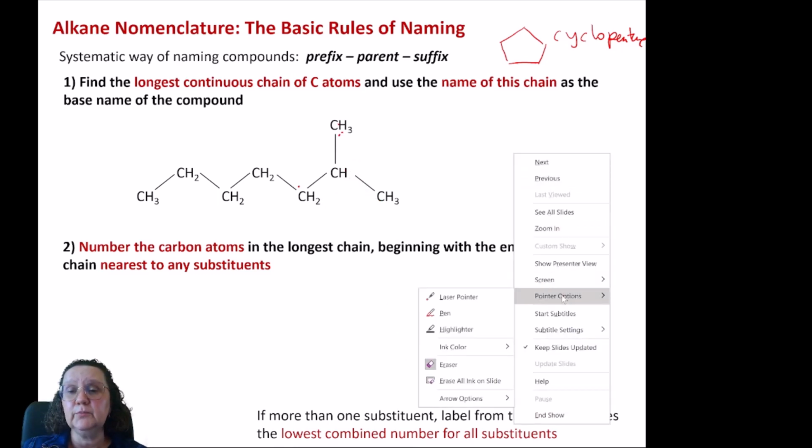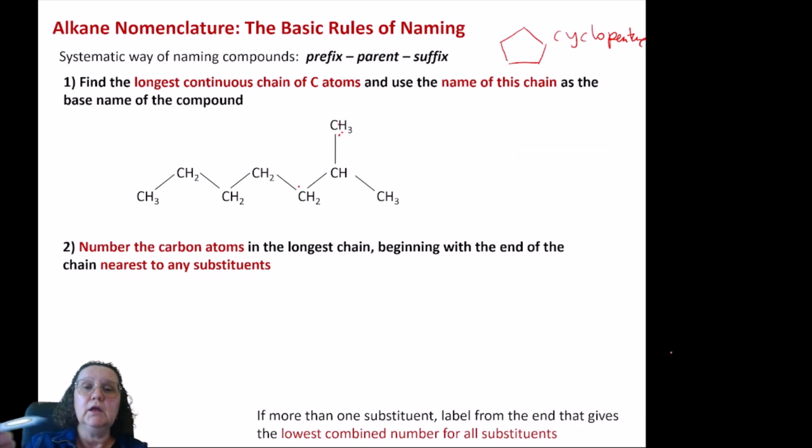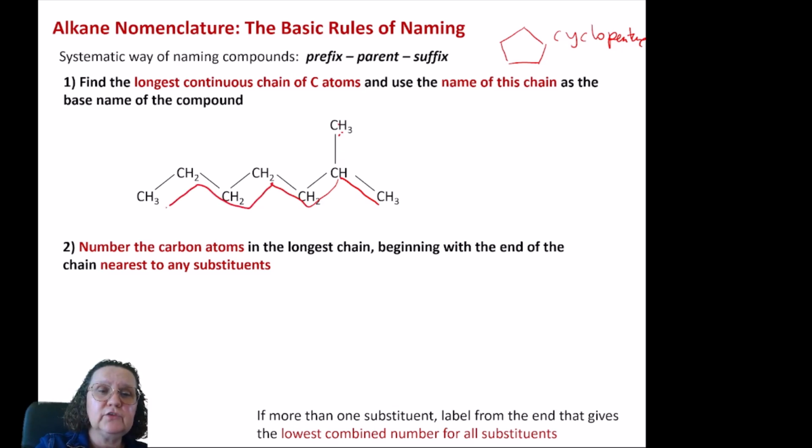Let's try another one. So again, I start here, 1 carbon atom, 2 carbon atoms, and instead of going up, I'm going to go down, 3 carbon atoms, 4 carbon atoms, 5, 6, 7. So I've got 7 carbon atoms that are in a line, and if I want to go to the other one, I cannot continue with the pen on the screen. I need to lift the pen and go and highlight my other carbon atom. So that's not a continuous carbon chain.